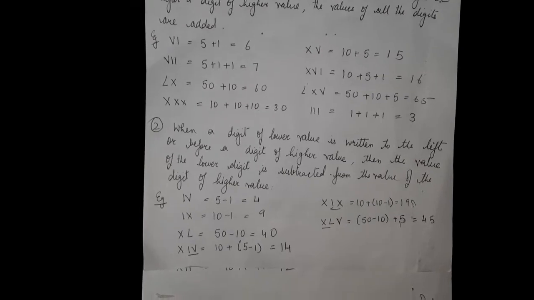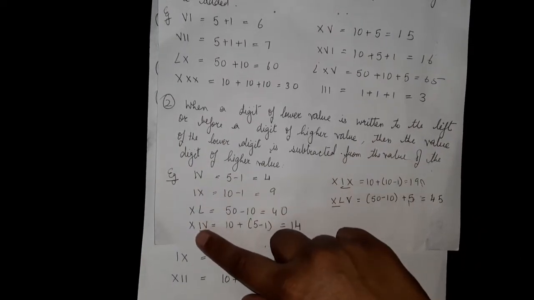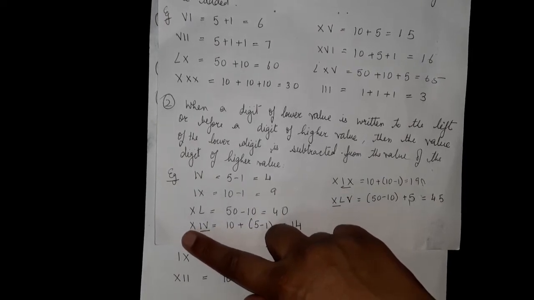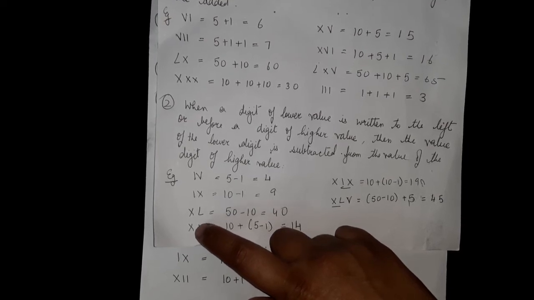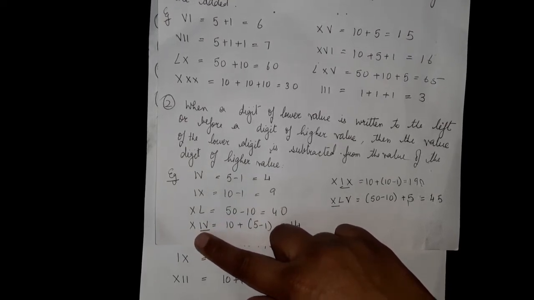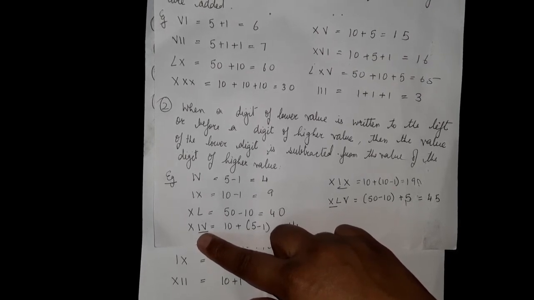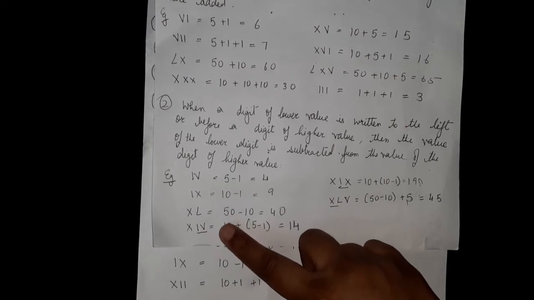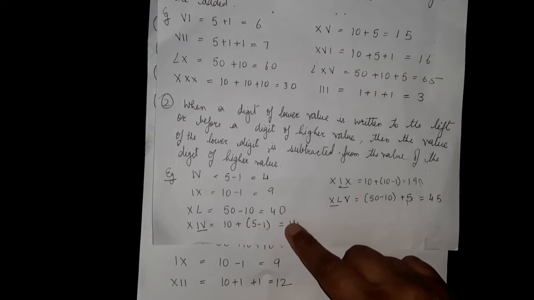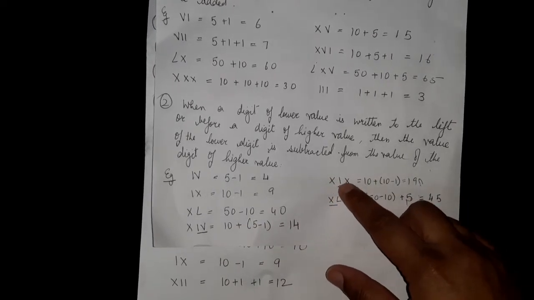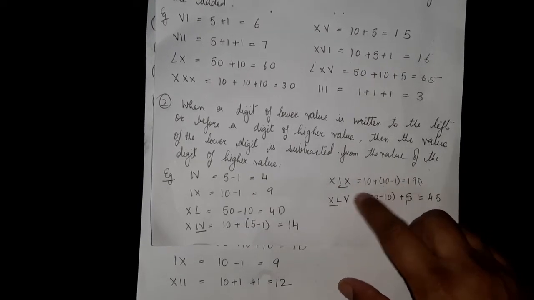So here are some examples. Now let us look at this example, XIV. X is of a higher value than I, but I is of a lower value than V. So what I have done is I have made a group of the numbers where the lower value is written first. So this is X, 10, plus 5 minus 1, so 10 plus 4 is 14. XIX, again IX, so 10 plus 10 minus 1, 19.